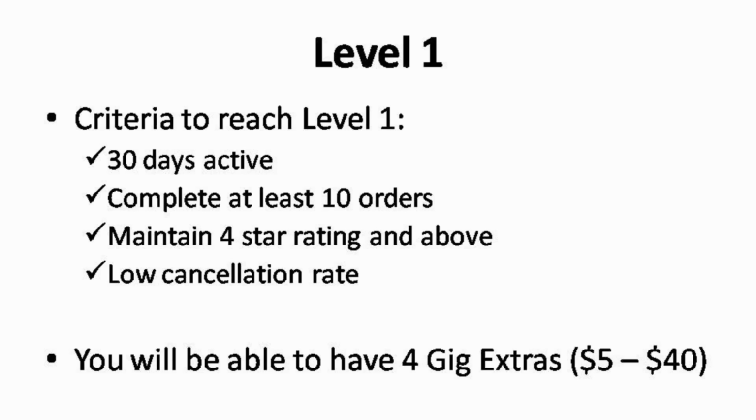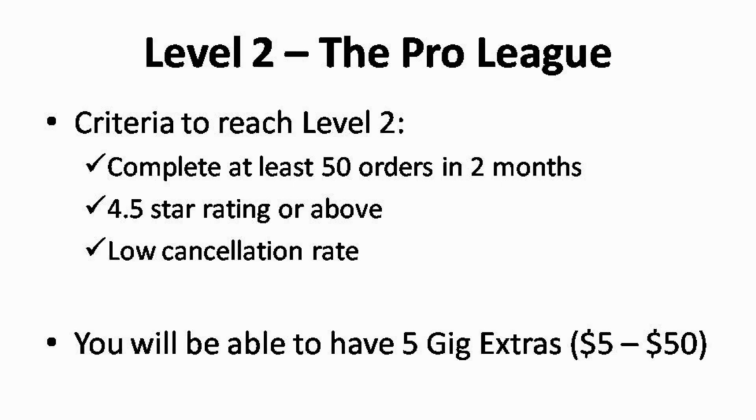The criteria to reach Level 1 includes being active on Fiverr as a seller for 30 days, complete at least 10 orders, maintain a 4-star rating or above, achieve a low cancellation rate from your customers. When you hit this target, you'll be categorized as a Level 1 seller on Fiverr. By this time, you will be able to have 4 gig extras, as well as the gig extra offered up to $40. To reach Level 2 or the Pro League, you will need to achieve a few criteria.